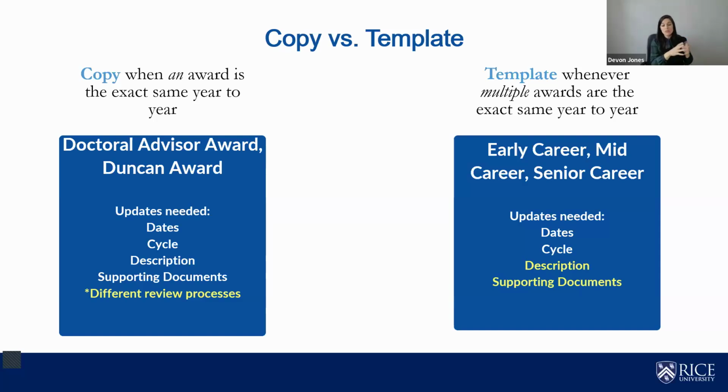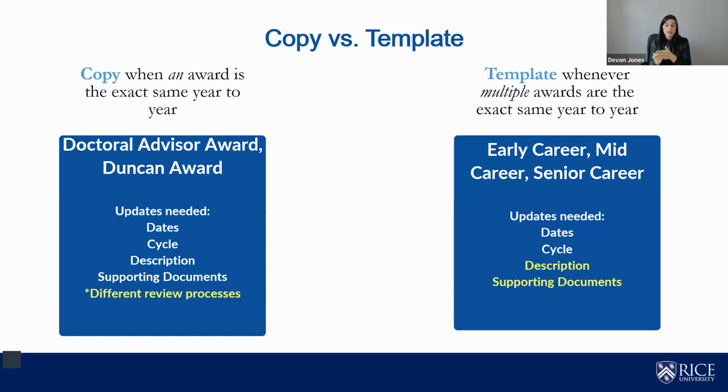But these two awards, especially the Doctoral Advisor Award, have specific questions within the requirement section which only pertain to this award and will only pertain to this award, making it very unique and a better use case for a copy. The Duncan, while the requirement section, like I mentioned, is the exact same as these three over here, the early career, mid-career, and senior career award that you see over here in the template box, has a very unique review structure, which is why we like to use a copy of this one rather than the template function in combination with these other awards.